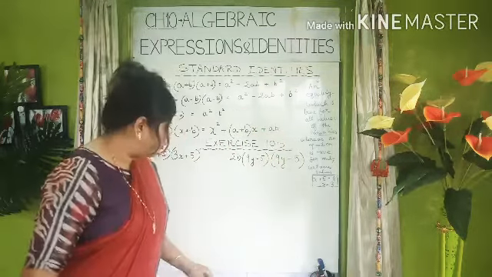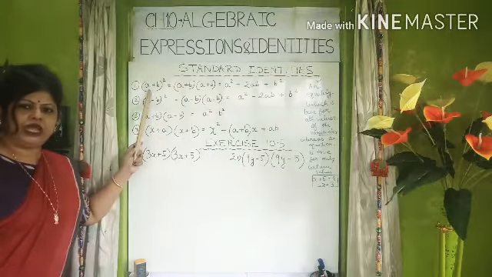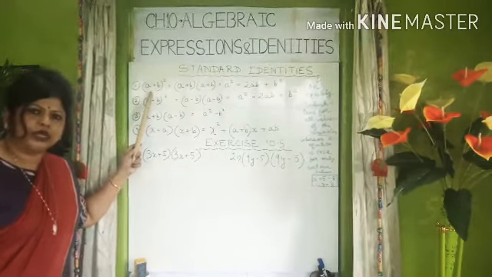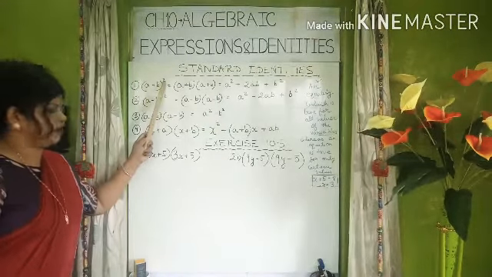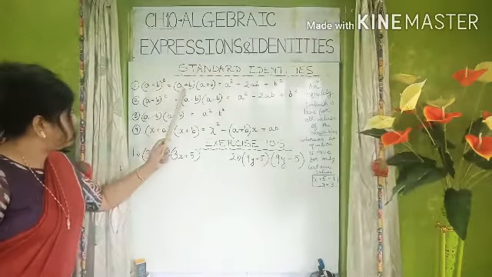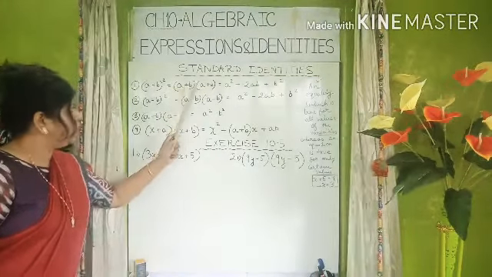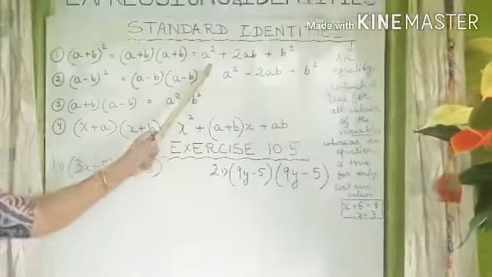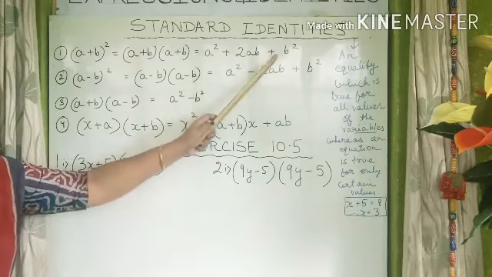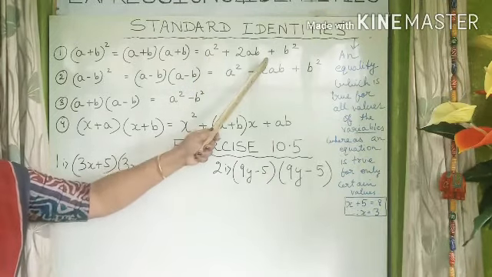We begin with the first identity, a plus b whole square. Now students, what do you mean by a plus b whole square? We have already done multiplication with algebraic expressions. A plus b whole square means a plus b into a plus b. So with a you multiply both, with b you multiply both. After multiplication, what will you get? You will get a square plus 2ab plus b square. So a plus b whole square equals a square plus 2ab plus b square.